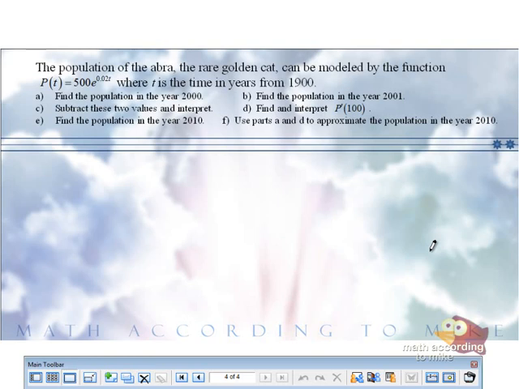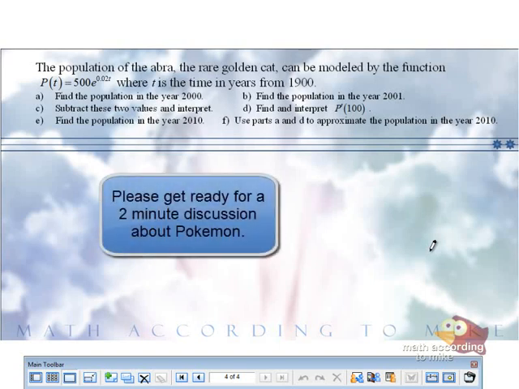The population of the abra, the rare golden cat, can be modeled by the function P. Does anyone know the reference? It's okay if you know. I won't believe that you live in your mom's basement. No? Okay.